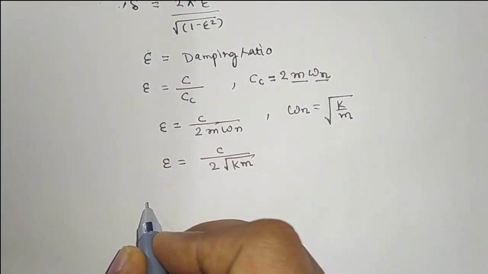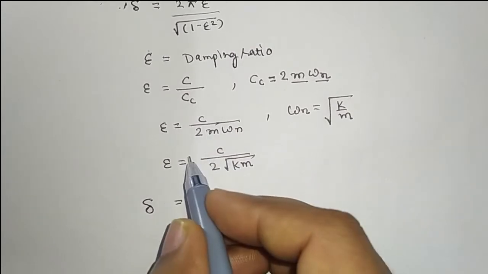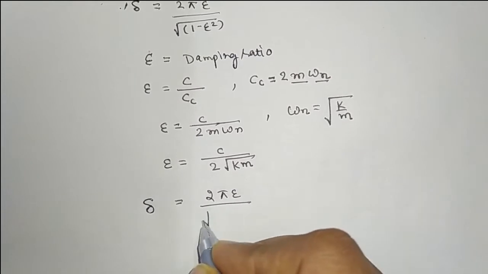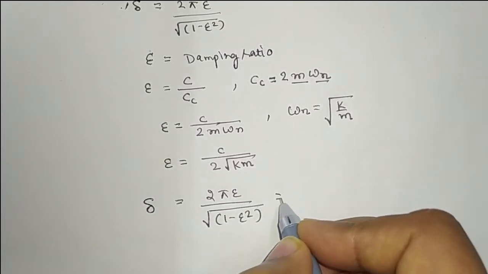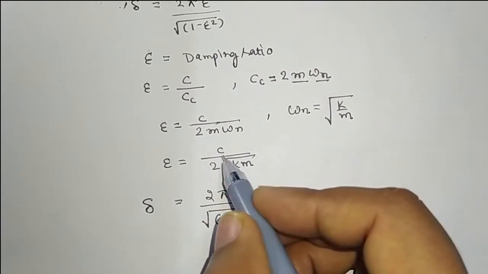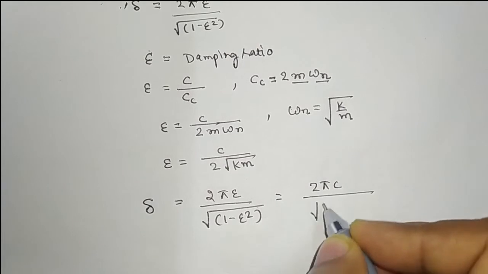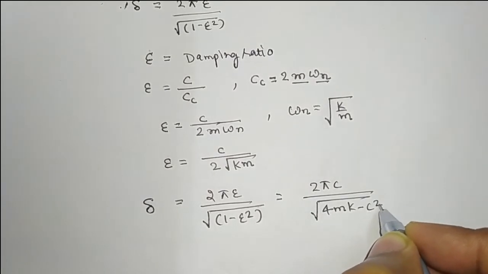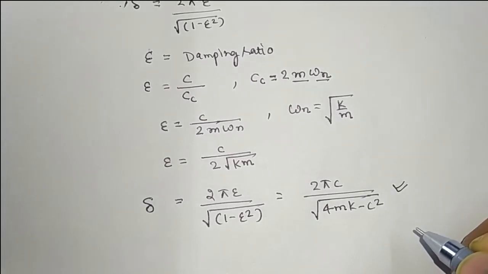Now we have to find the logarithmic decrement. We have to put the value of e into the equation 2 pi e over square root of 1 minus e square. After putting this value of e, we will get 2 pi c over square root of 4mk minus c square. Option A will be the right answer.